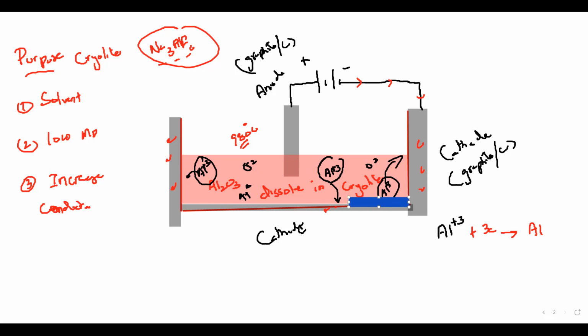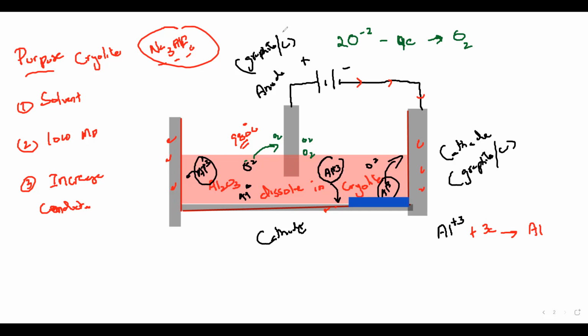Then what happened? Oxide ions are negative ions. So these oxide ions are attracted towards the anode. What will be the equation for the anode? One oxide ion will lose 2 electrons and form an oxygen atom. But when two oxide ions are there, they will lose 4 electrons and form oxygen gas. So as a result, oxide ions produce oxygen gas, O2.